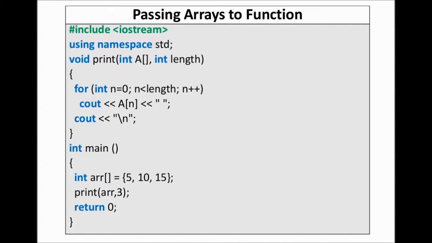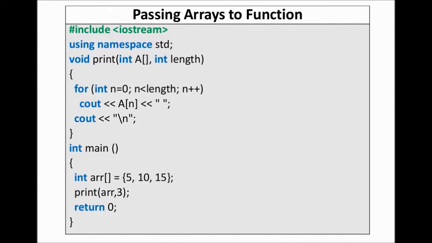Here is another example. In this example, first of all, we define a function print, that is void print(int a[], int length). Here void is the return type of this function, print is the name of the function, and int a. This function uses two parameters, one is int a and second is length.